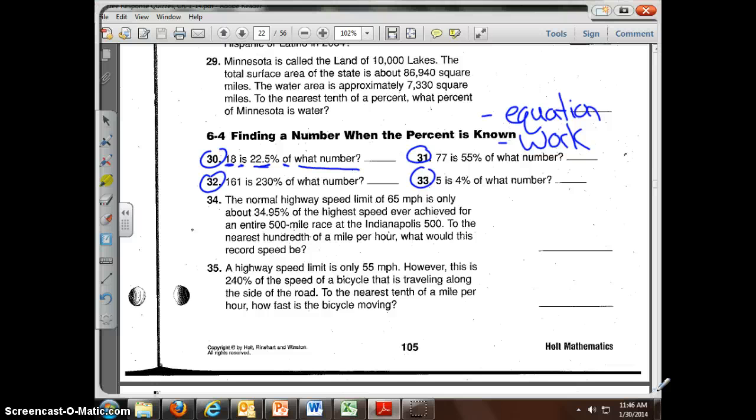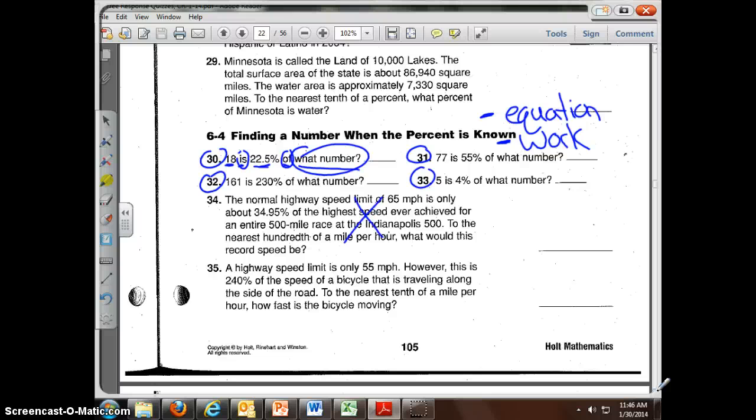So I'm looking for you to write it, showing your understanding of the word is, showing your understanding of the word of, showing your understanding of the missing variable, and then the work, which we've been doing all year to solve. So 30, 31, 32, and 33 all involve work and an equation. So equation, work, answer.